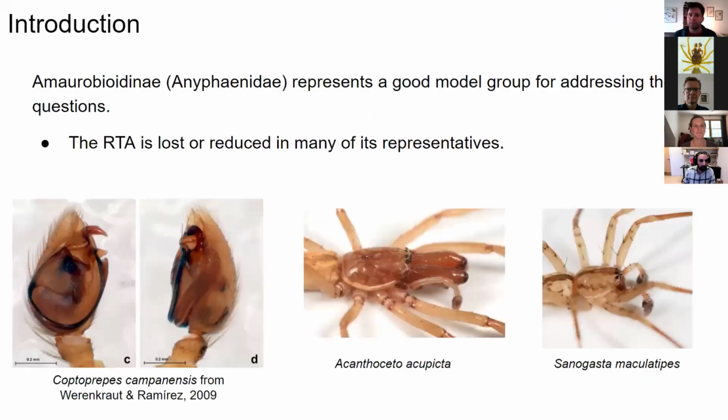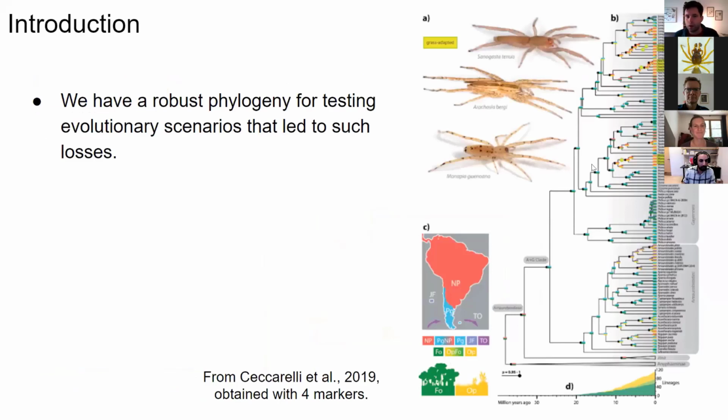So in order to assess these questions, we chose Amaurobioidinae, which is one of the two subfamilies of Anyphaenidae. It represents a really good group for assessing this because, first, the RTA was lost or reduced in many of its representatives. And then because we now have a robust phylogeny for testing possible evolutionary scenarios that led to such losses.